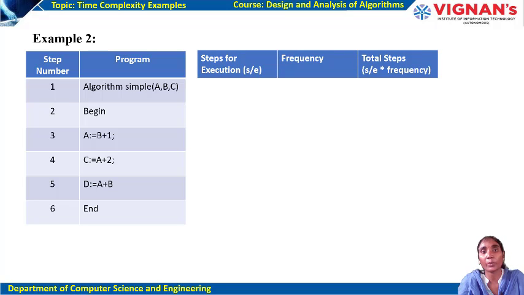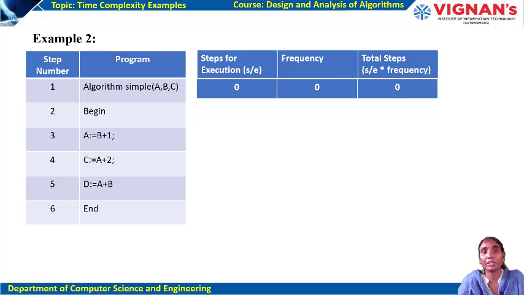Our first method is the frequency count method, or a tabulation method. Here we are finding S by E, which is steps per execution, as well as frequency and total steps. Executable statements will have an S by E value of 1, and non-executable statements we take as 0. Frequency is the number of times a particular statement is executed.